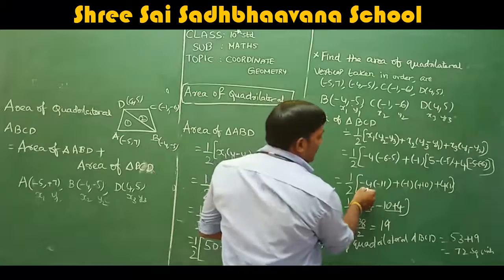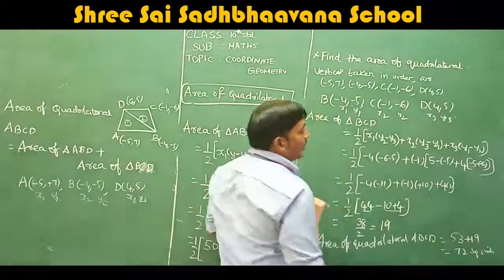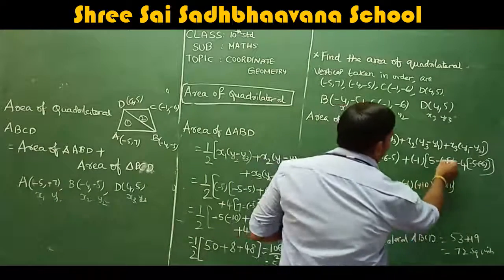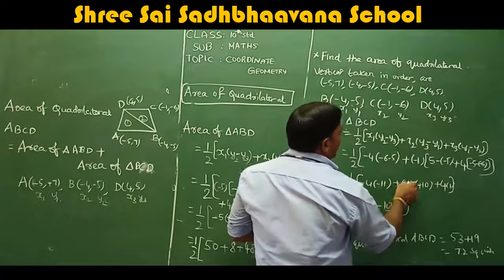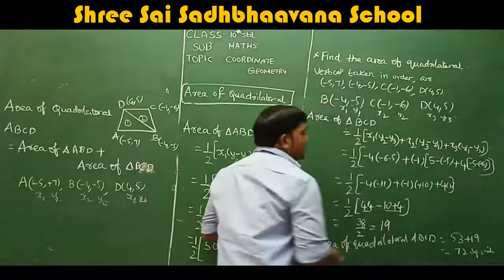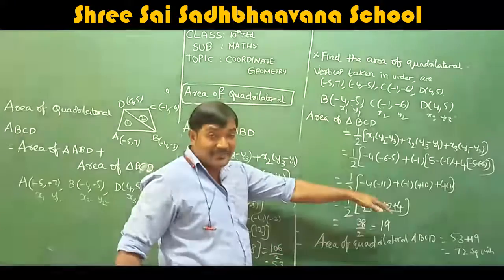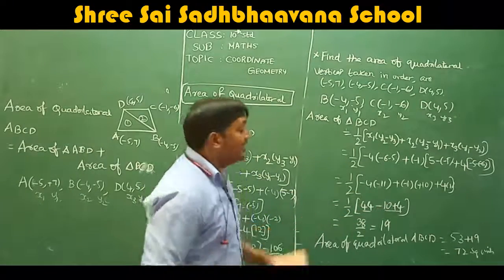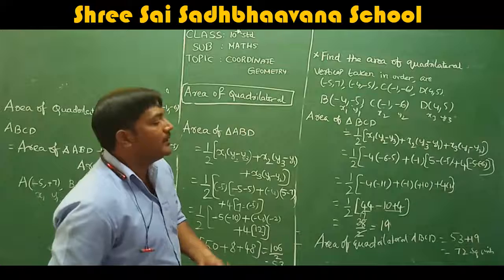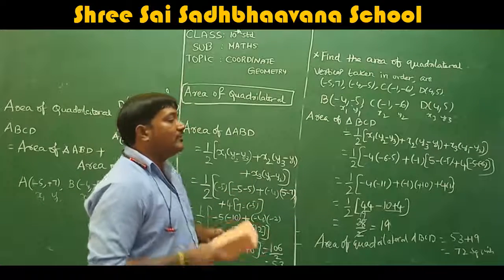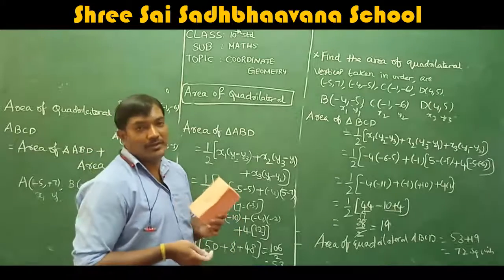I did one more step here: minus 4 into minus 6 minus 5, which is minus 11, plus minus 1 into 5 plus 5, which is 10, because minus of minus, and here minus 5 plus 6 is 1. So minus 4 into minus 11, minus 1 into 10, and 4 into 1, which is 44 minus 10 plus 4, giving 44 minus 6, 38. So 38 by 2 is 19, correct? 19 twos are 38. So for the area of quadrilateral ABCD, you just add both areas, 53 plus 19, which is 72 square units.